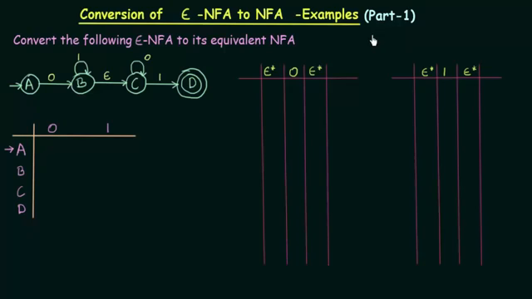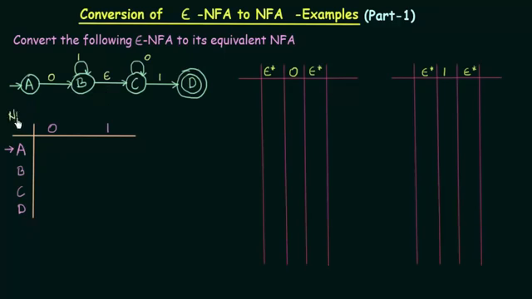In the last lecture, we have already studied how to convert epsilon NFA to its equivalent NFA, and in this lecture we will be seeing another example of the same. So here is the question that we have: convert the following epsilon NFA to its equivalent NFA. We have an epsilon NFA given here, and we know that this is an epsilon NFA because there is an epsilon symbol used, and our task is to convert this to its equivalent NFA.